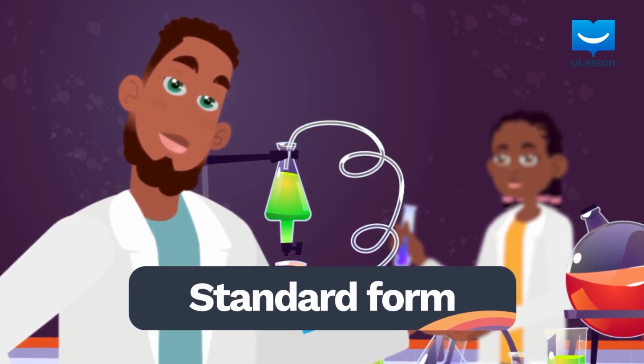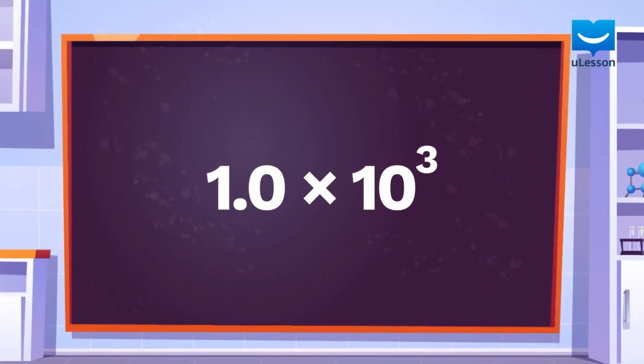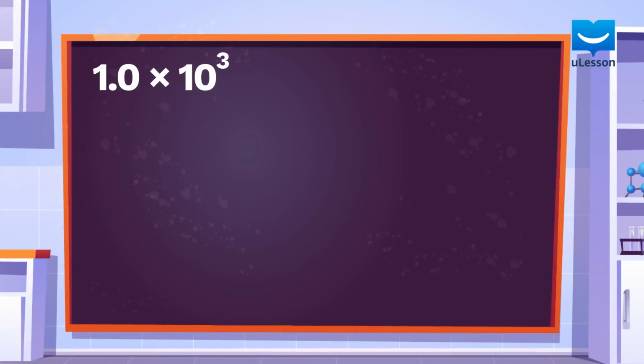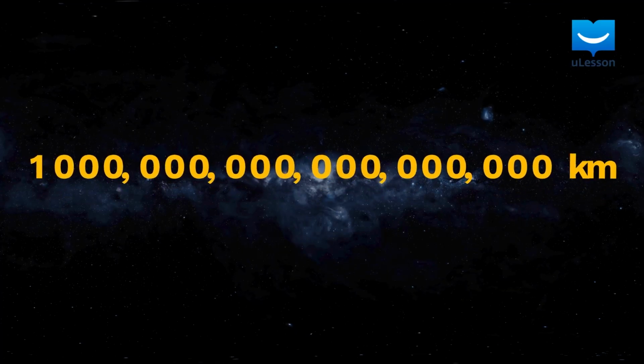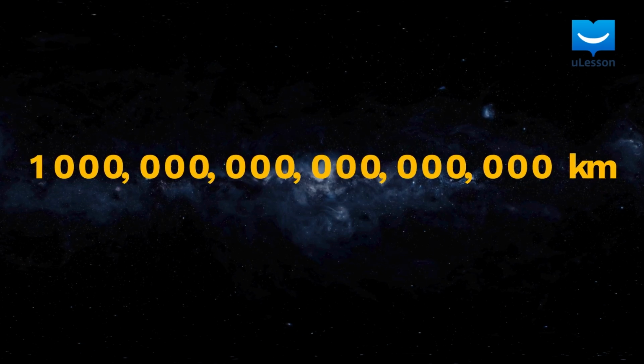I bet you must have seen numbers written like this. This is an example of a number written in standard form. The standard form is generally written as A times 10 raised to the power B, where A is a number between 0 and 10, and B is an integer. We can write the diameter of the Milky Way in standard form, and you'll see how handy it becomes.